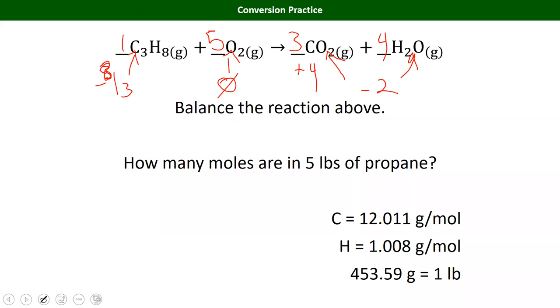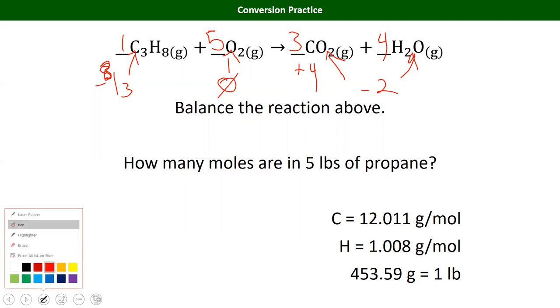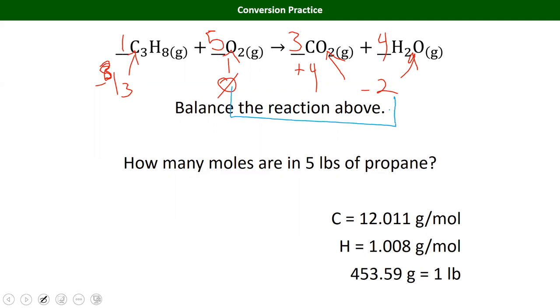So if the carbon's starting with a negative charge and going to a positive charge, is it being oxidized or reduced? Oxidized. Oxygen is going from a 0 to a -2, so it gained electrons. So that's our reduction. So in other words, oxygen is the oxidizing agent. Carbon is the reducing agent. The propane is the reducing agent.